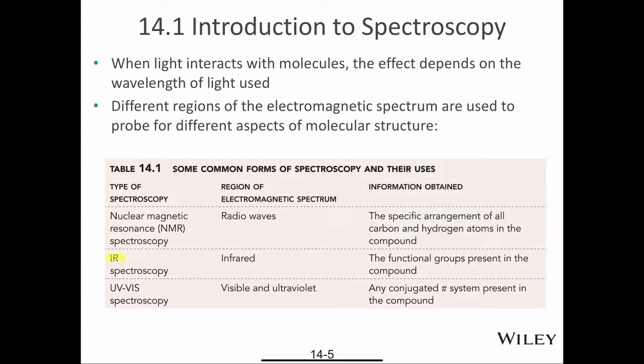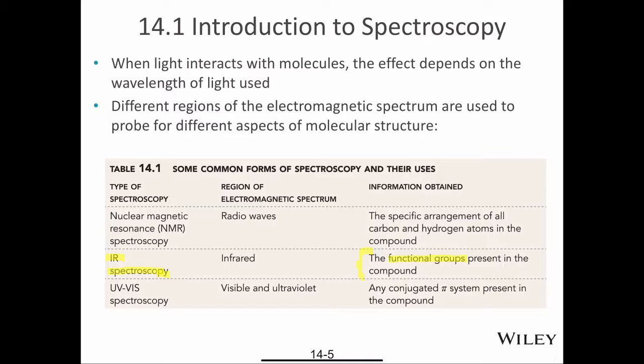What makes infrared spectroscopy so powerful is that the information that we can obtain is information about functional groups present in the compound. Based on a compound's infrared spectrum, we can determine whether the compound might be a carboxylic acid, or an ester, or a ketone, or a primary amine, or a secondary amine, or an aldehyde, and so forth. So again, the information that we get from infrared spectroscopy is about the functional groups present in a compound.